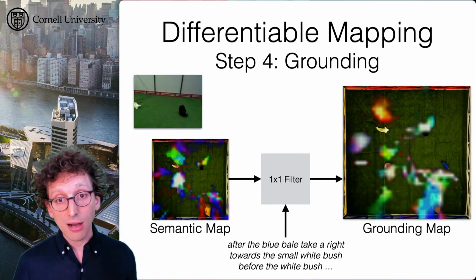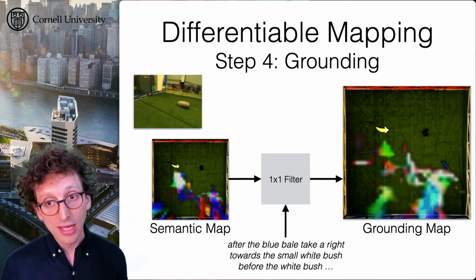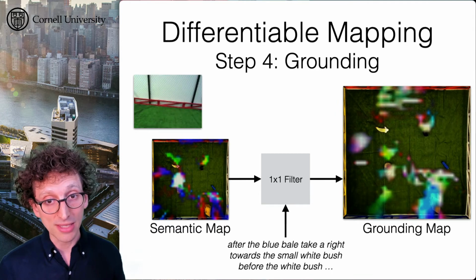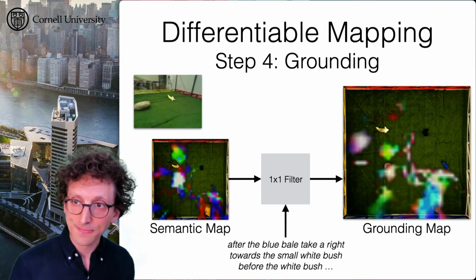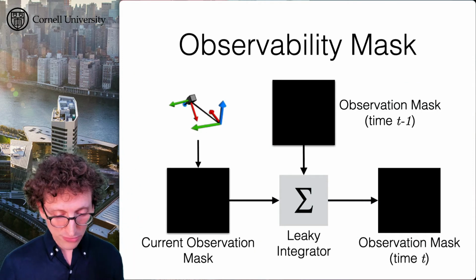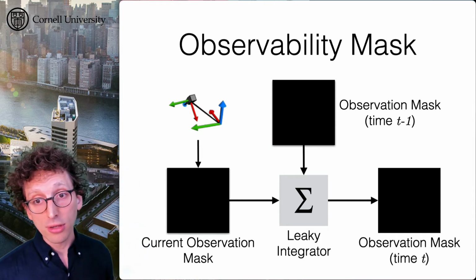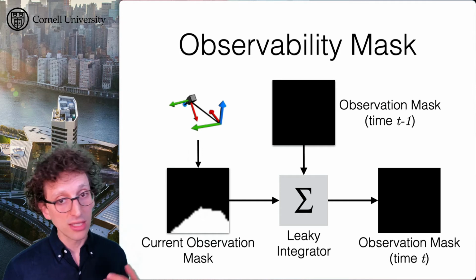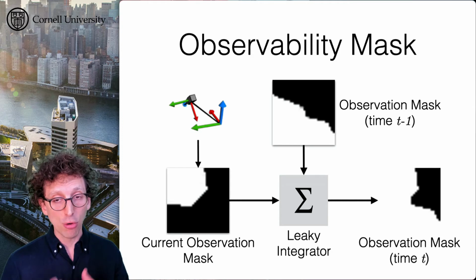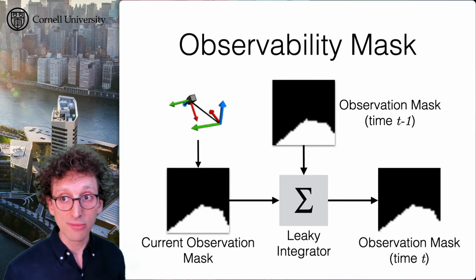These two maps are both computed in the global reference frame, so in the coordinate system of the environment, and we can visualize them by superimposing them on this overhead view of the environment that the agent doesn't have access to. At the same time, again using the properties of the camera and the pose estimates of the drone, we can also accumulate the observation mask using a very similar process with a leaky integrator that integrates over time.